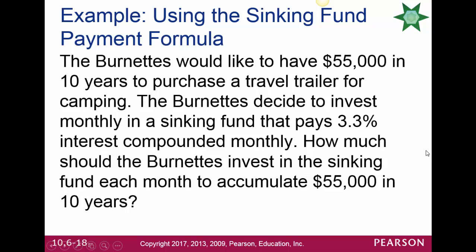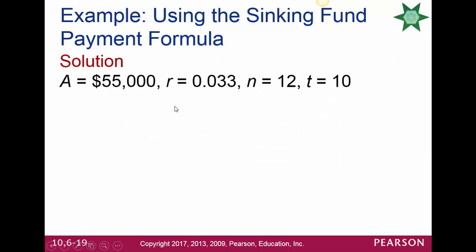The Burnetts would like to have $55,000 in 10 years to purchase a travel trailer for camping. They decide to invest monthly, so that's 12 periods per year, in a sinking fund that pays 3.3% interest compounded monthly. How much should they invest in the sinking fund each month in order to accumulate that $55,000 in 10 years? So the amount we want to accumulate is $55,000. The interest rate as a decimal is 0.033. Monthly compounding, monthly payments, so N is 12, and they're going to save for 10 years.